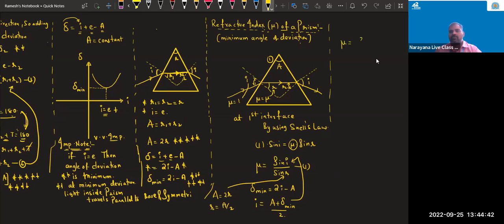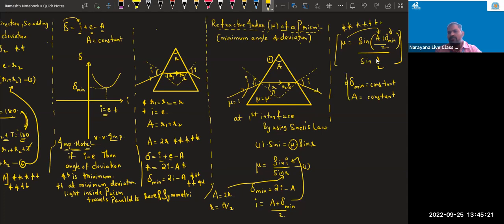So mu is equal to sin of (A plus delta minimum) by 2, whole divided by sin A by 2. This is a very important formula to find the refractive index of the prism in terms of the angle of prism and the angle of minimum deviation. For any prism, the minimum angle of deviation is a constant value; it cannot be changed. The angle of prism is also constant. It only depends on these two factors. If you substitute, you will get the answer.